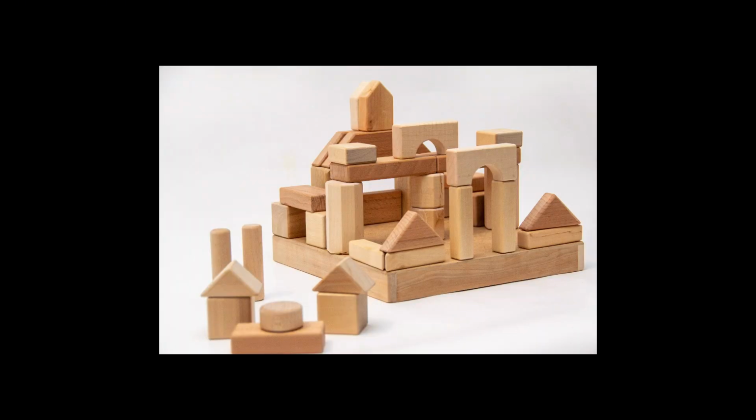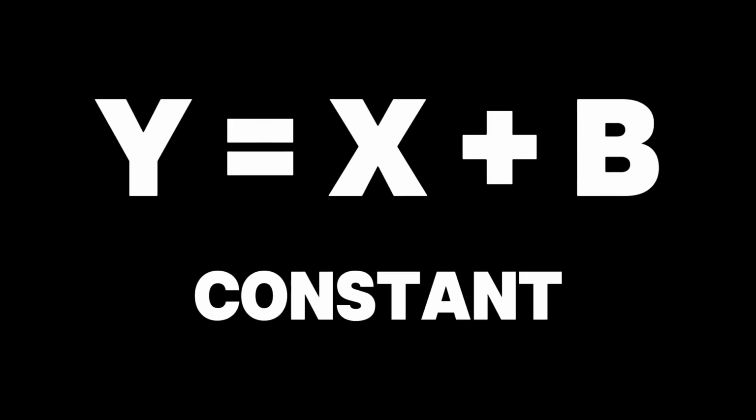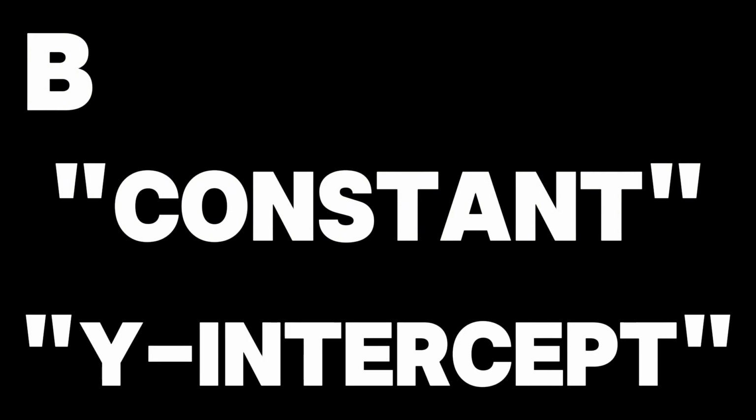The most basic form of a linear equation is y equals x. When x is equal to some value, y is equal to the same value. When you add a constant, represented by the letter b, y will be equal to whatever x is plus whatever the constant is. The constant is also known as the y-intercept.